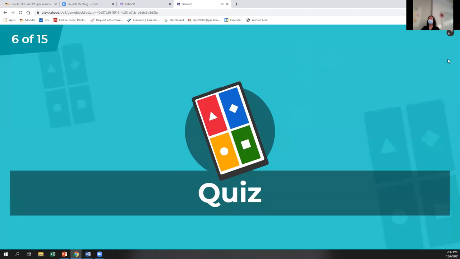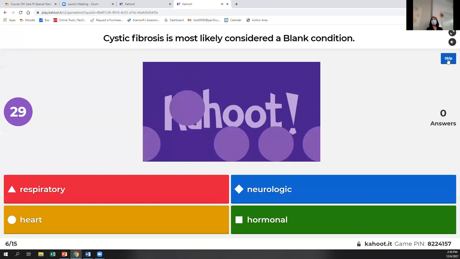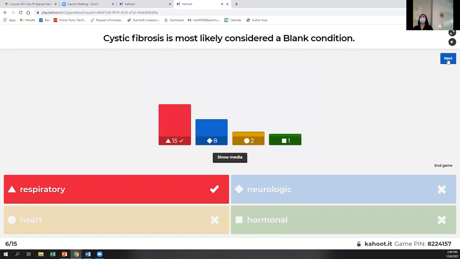Cystic fibrosis is most likely considered a blank condition. Respiratory, heart, neurologic, or hormonal. Cystic fibrosis, what is one of the major organs that's affected? Several organs are affected, but there's a big one, like a main one. Respiratory, that's good. The lungs. The lungs are a big part of cystic fibrosis.